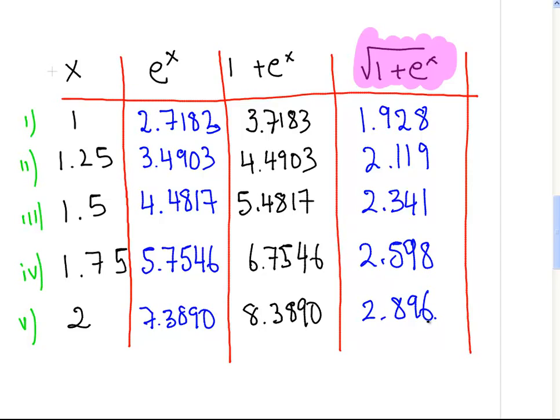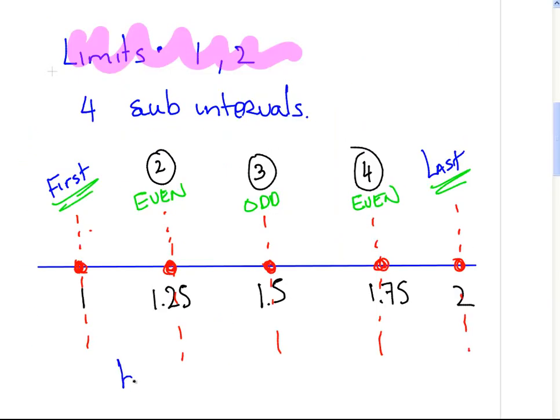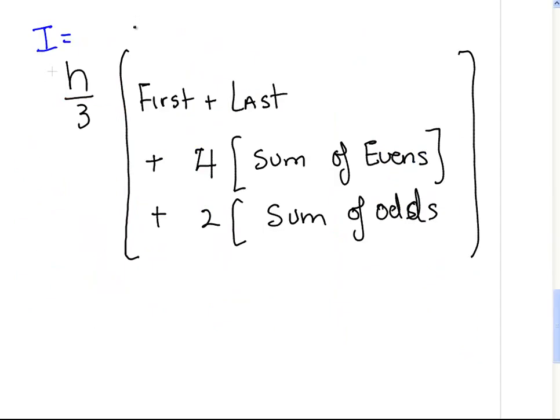Now, what does that do for us? The composite Simpson's rule says the approximation of the integral is h over 3, where h is the width of the subintervals. Just remember that the width of the subintervals here was 0.25. That's the step size, the subinterval width h. Now we're going to put in our values: the sum of the even values and the sum of the odd values.